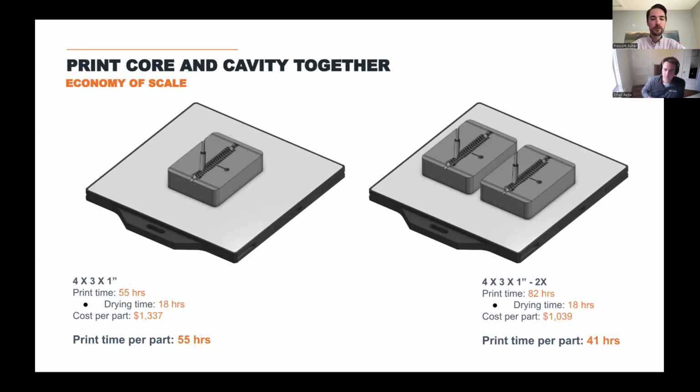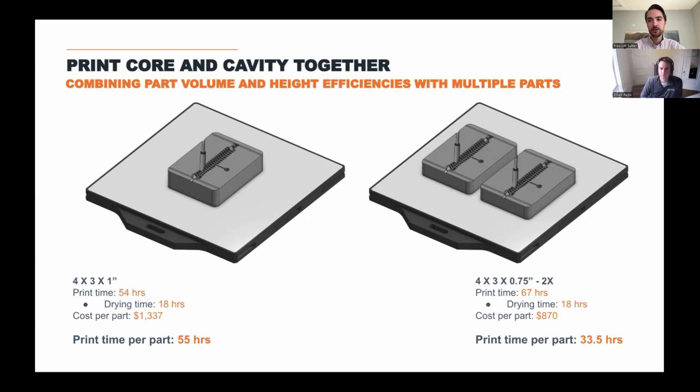Keep going here with another example. Again, revisiting the original part. So we had seen earlier, this takes 55 hours to print. Merely doubling the number of parts on the plate will take the effective build time per part down from 55 hours to 41. Taking the two concepts we explored earlier, that of reducing the part height and chasing economy of scale here with replicate parts on the build plate or multiple parts on the build plate, we're able to augment those savings even further. So the print time per part's reduced down to 33 and a half hours per part from the original of 55.